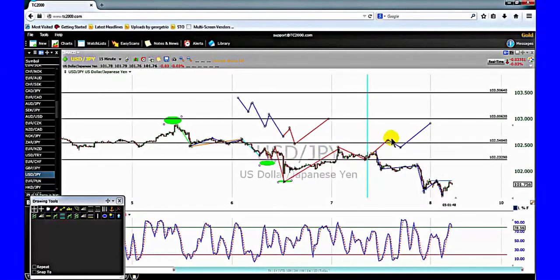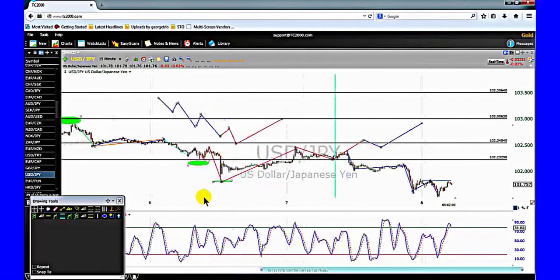The correction was uncompleted because it couldn't continue to display the 5 wave. Then the trend that started here has resumed again right here. 1, 2, 3, 4, 5. This is a complex Elliott wave.